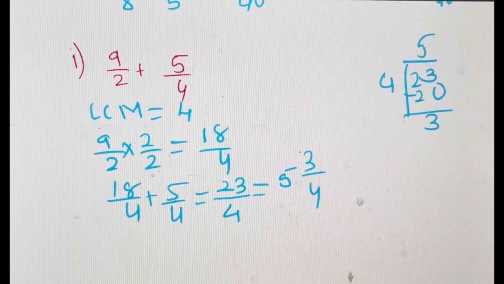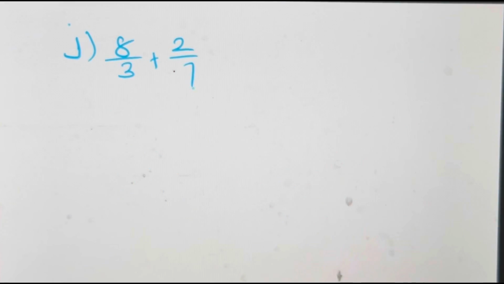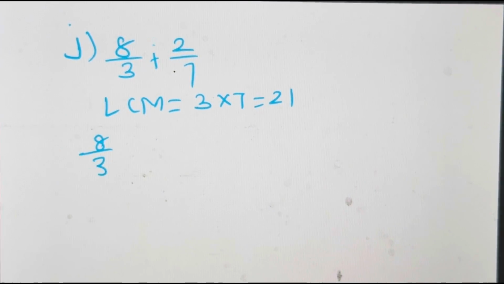Now let us do question number J. Number J, 8 upon 3 plus 2 upon 7. Both are co-primes, the denominators 3 and 7. So the LCM would be 3 7s are 21. We take the first fraction 8 upon 3. Now we do cross multiplication over here. So 7 will be multiplied here, 3 here.